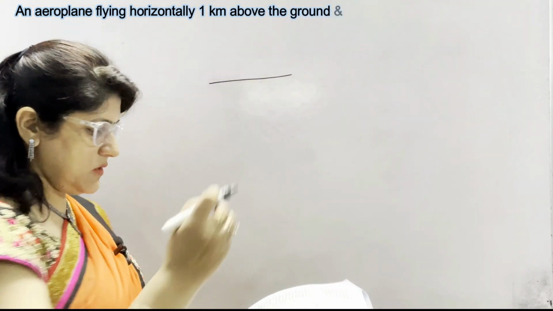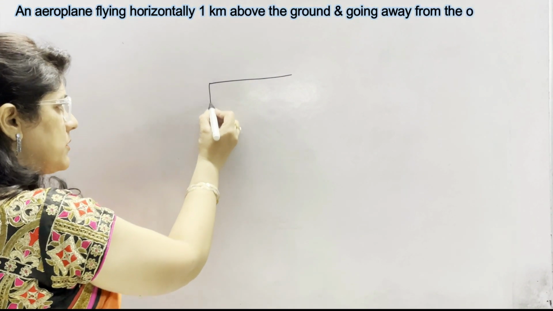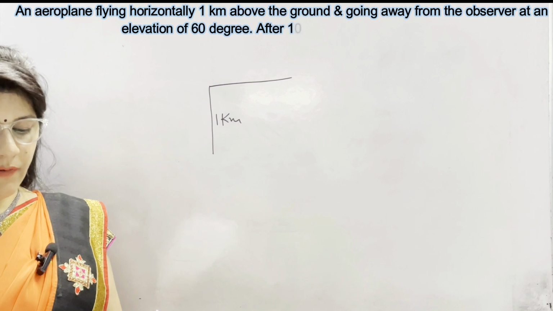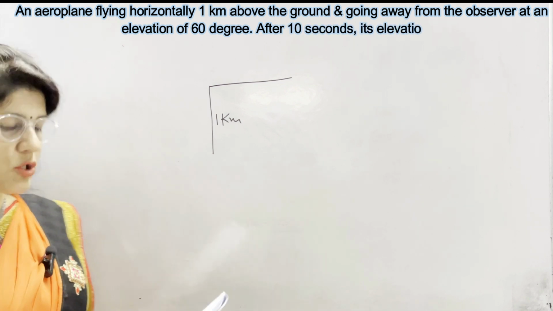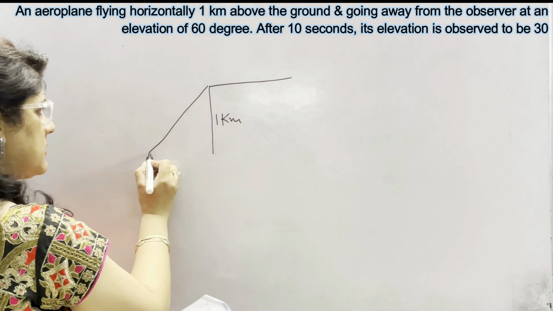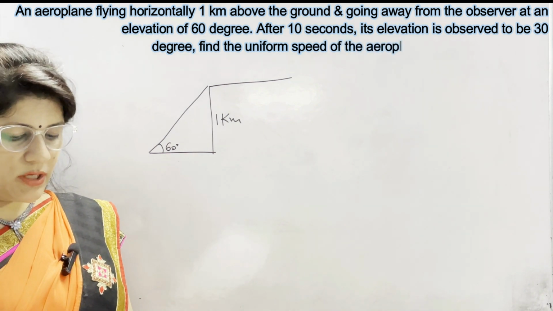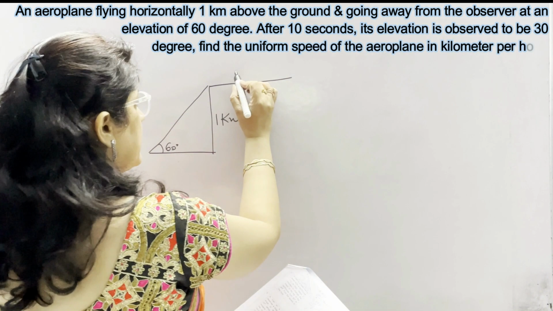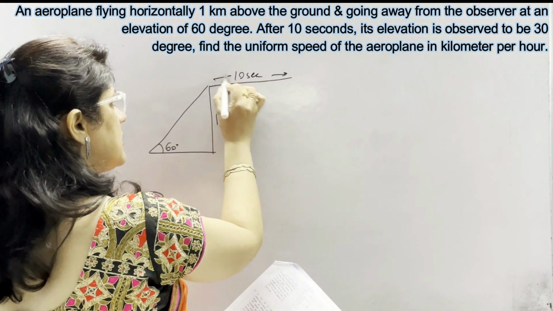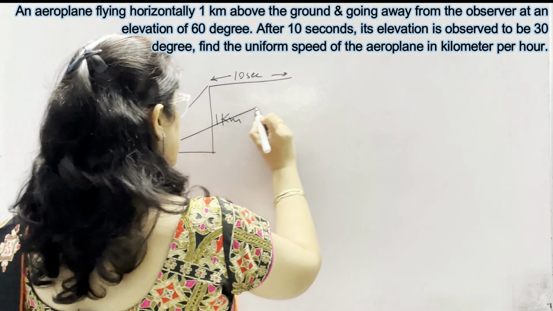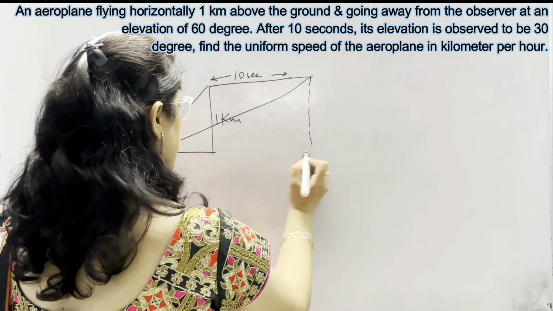In next question, an aeroplane flying horizontally 1 kilometer above the ground. So here this aeroplane is flying at 1 kilometer above the ground. This height is given as 1 kilometer above the ground and going away from the observer at an angle of elevation 60 degree. So suppose the observer is standing here and this angle is 60 degree. After 10 seconds, its elevation is observed to be 30 degree. After 10 seconds, this is the time given, not distance. 10 seconds, this observation is changed and angle becomes 30 degree.